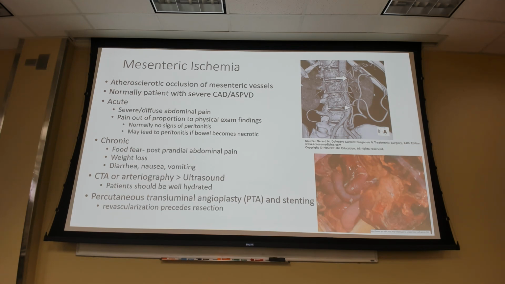So these patients will have food fear, they'll have increased pain after meals. They'll typically present with some weight loss, they might look cachectic or malnourished. And they typically complain of diarrhea, nausea, vomiting. We might have hematochezia. And then for this one, there's angioplasty and stenting that we can do as a revascularization option.